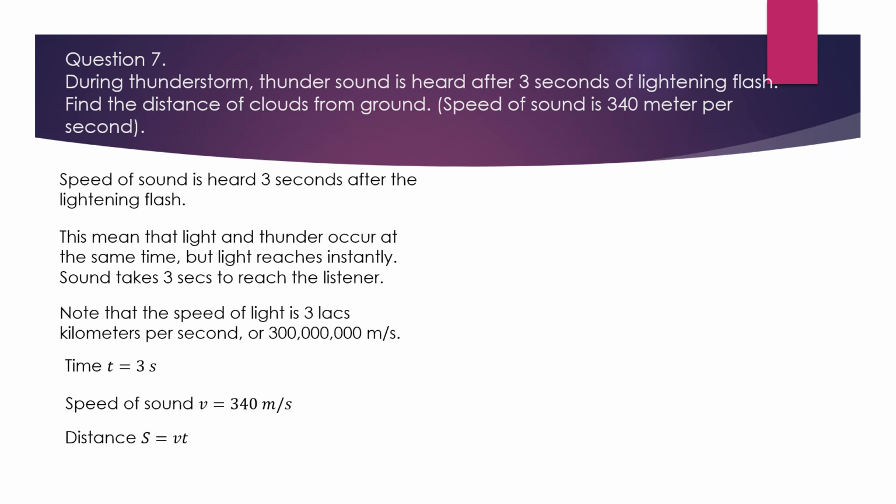The distance of the clouds that we need to find, S, is equal to Vt. So putting in the values, distance S is equal to 340 into 3, that makes 1020 meters.